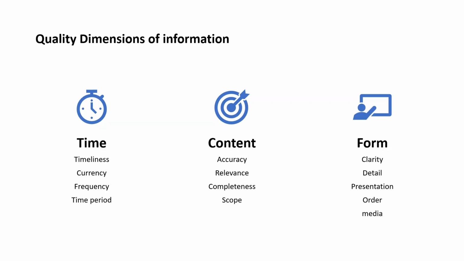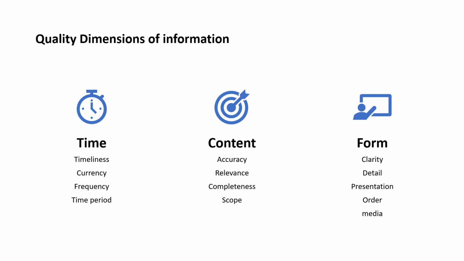It needs to be accessed by those people in the right way. Frequency, how frequently that information needs to be right. The time period when the information is required. So all those aspects need to be correct. And then when it comes to content, accuracy, information needs to be accurate.